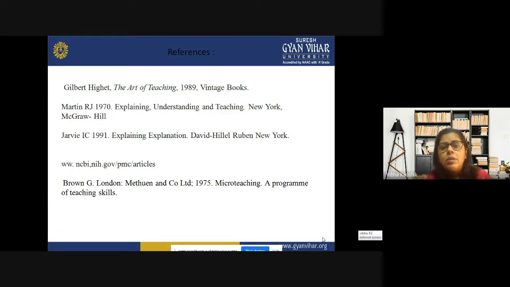Now today, students, we have learned about the concept of teacher-centered approach, how the teacher-centered approach is different from the old traditional methods of teaching. What are the advantages and the disadvantages of teaching the students with this approach, and why this approach is so much important. For further reading on this topic, you can refer these references.